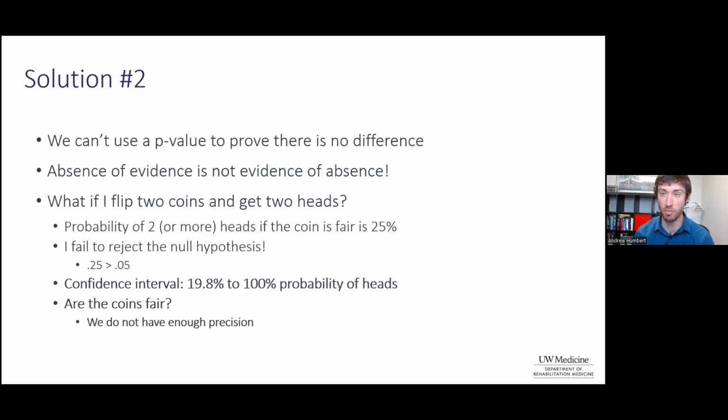So if we look at the same example, flipping 2 or more heads, if the coin is fair, again, we said that p-value is about 25%. If we create a confidence interval around that, the confidence interval would actually range from 19.8% to 100% chance of heads. So this is a very wide range. And I'd say from this range, we can conclude that we really just don't have enough precision. This is such a wide range, it's really hard to make any sort of conclusion at all whatsoever.